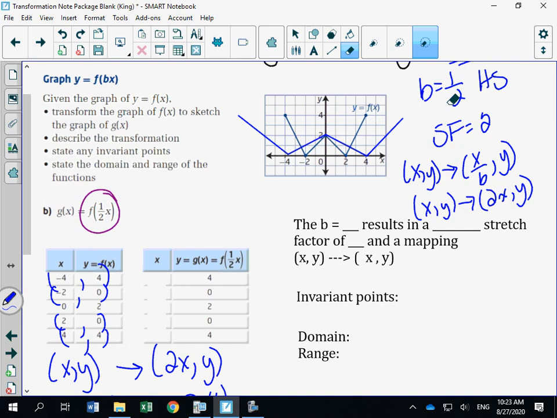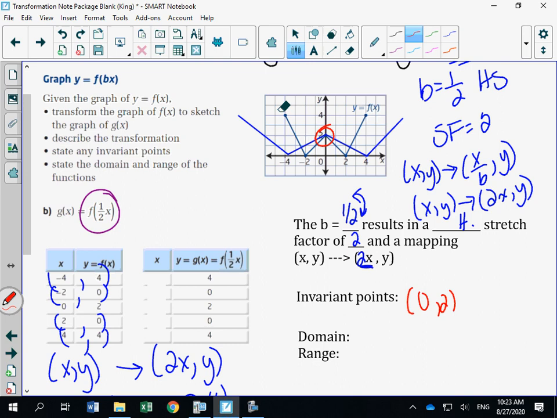When the b value is 1/2, it's undergoing a horizontal stretch, and the stretch factor is 2. So when the b value is a fraction, it results in a horizontal stretch by a factor of the reciprocal of the b value, which is 2. And when mapping, it's x comma y to x times the stretch factor. So the stretch factor is 2. The invariant points, remember, are the y-intercept. So the points that don't change are going to be invariant. So that guy there, which is 0, 2, is your invariant point.